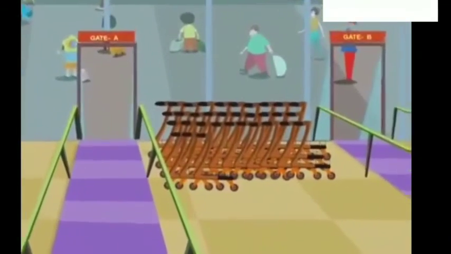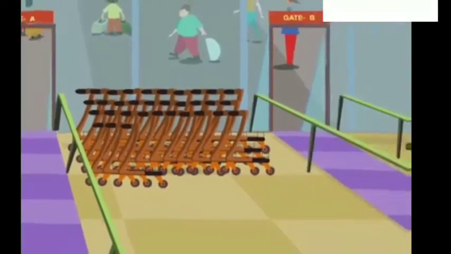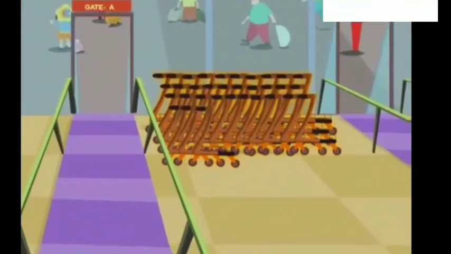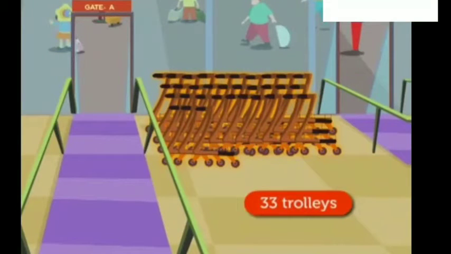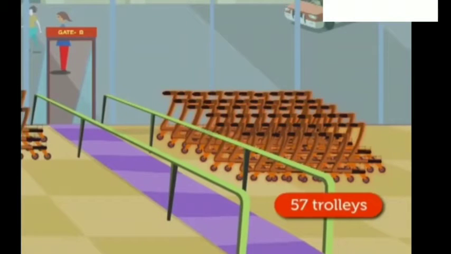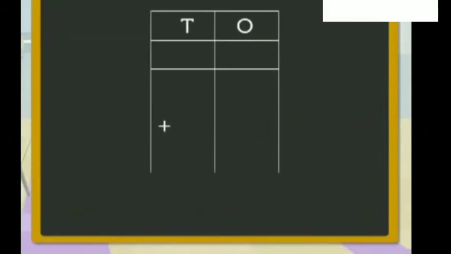And the next one. Here is gate A and here is gate B. 33 trolleys are there near gate A and 57 trolleys near gate B. How many trolleys are there in total? For tens and ones, you have to write the place value blocks for 33 and 57, and then add the numbers.